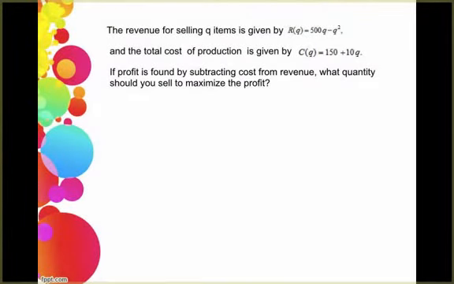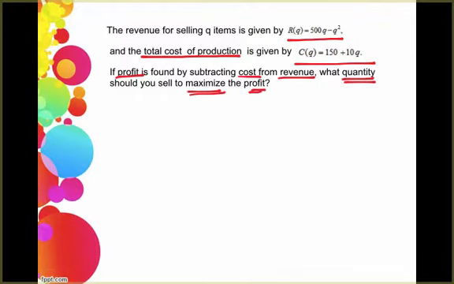In the problem that we're presented here, we're given that our revenue for selling Q items is given by R of Q is 500Q minus Q squared. And the total cost for production is given by C of Q is 150 plus 10Q. We find profit by subtracting our cost from our revenue, and what we want to know is what quantity should we sell if we want to maximize our profit.